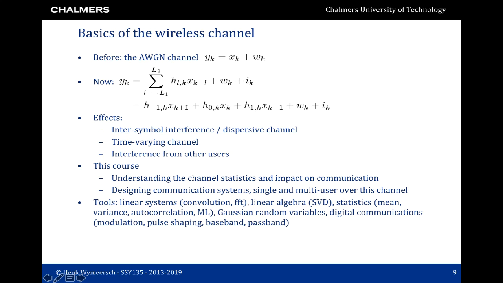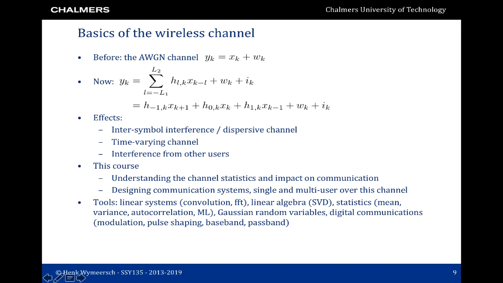i_k, which is interference from other users, and then we have a channel, h_{l,k}, where l is the delay, so the channel here has L1 plus L2 taps, and the channel itself is time varying, so it has an index k. So if we assume that L1 and L2 are 1, we see that the channel behaves as follows. So we see the transmitted symbol x_k with the channel coefficient h_{0,k}, and recall that both x_k and h_k can vary in time, as well as the previous symbol x_{k-1} with the channel coefficient h_{1,k}, and the next symbol x_{k+1} with channel coefficient h_{-1,k}.